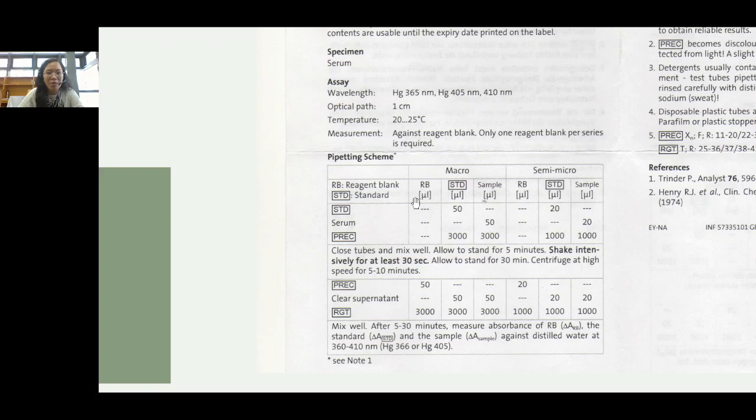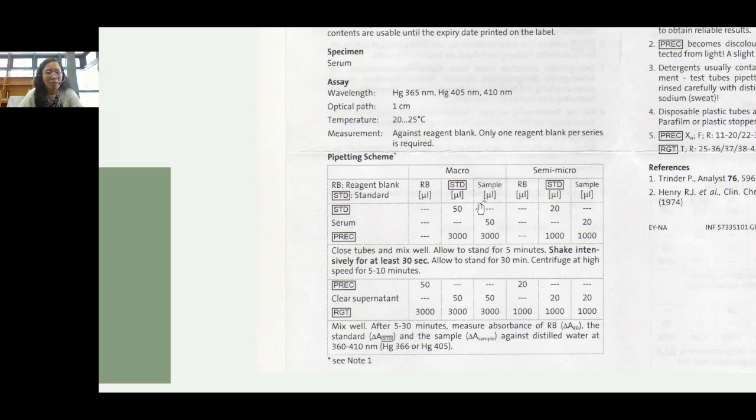After adding your sample and your precipitating solution, you need to close your tube and mix it well, then allow it to stand for 5 minutes. Now shake intensively for at least 30 seconds, and then allow to stand for 30 minutes. Now centrifuge at high speed for 5 to 10 minutes.